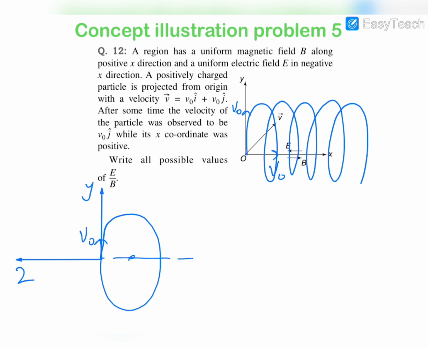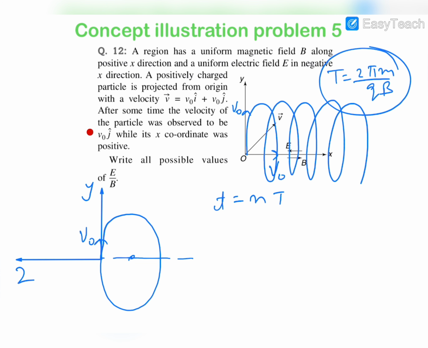So for t equal to n times the time period, where the time period is 2 pi m by qB, for this time the particle will have this velocity. We also know that this should be the only net velocity, therefore there should be no x component. As this particle moves further in the x-axis, the electric force acting on it would be in the minus x direction.